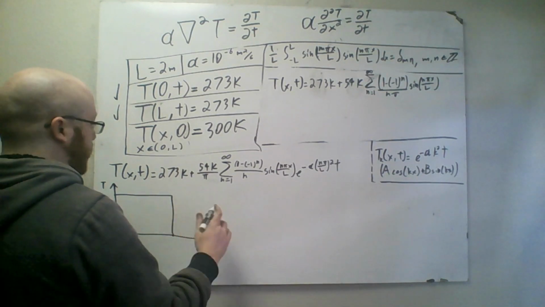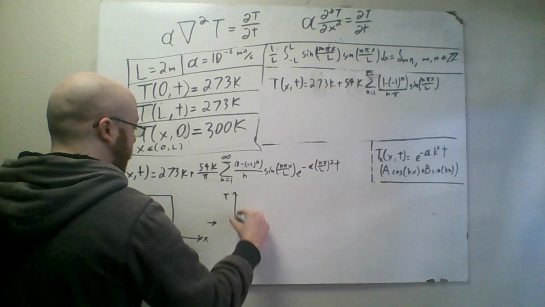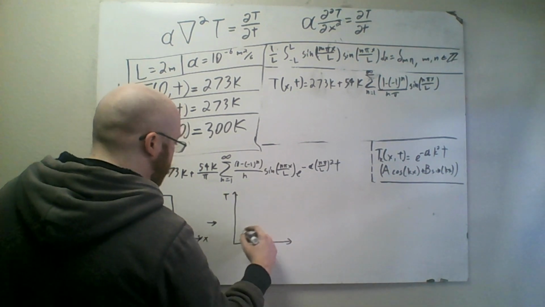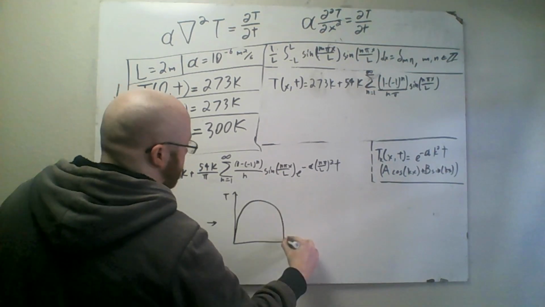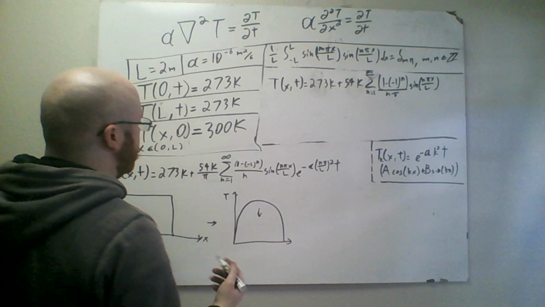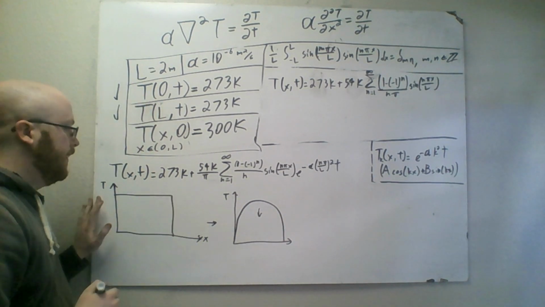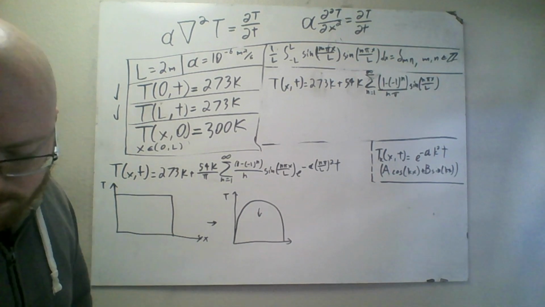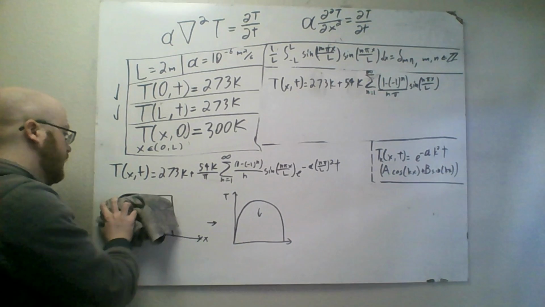Eventually, the really high oscillation stuff will die off. So we'll end up with something more like this, and then this will also be decreasing, right? Until eventually it tends to 273 Kelvin. So yeah, that was the Fourier analysis for this one problem. Shouldn't have taken as long.